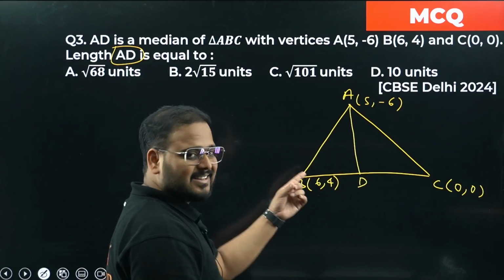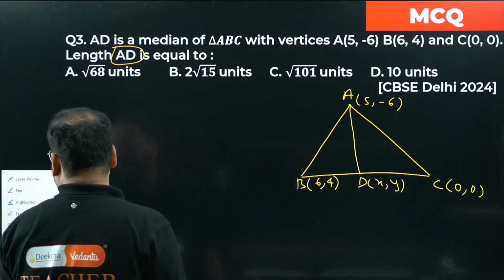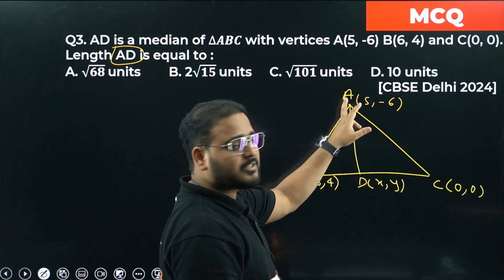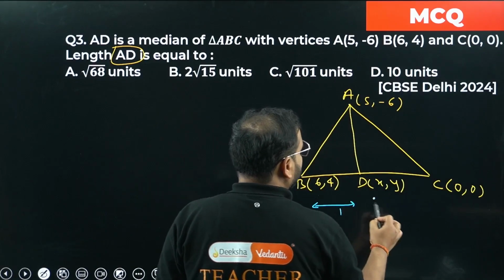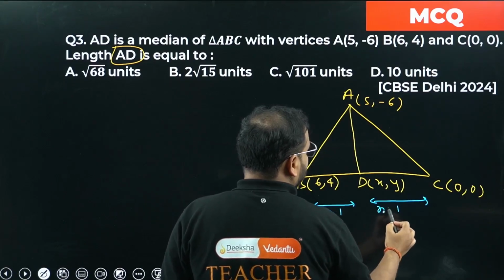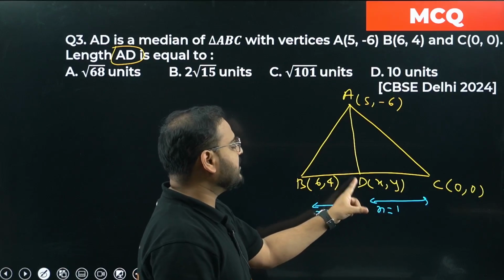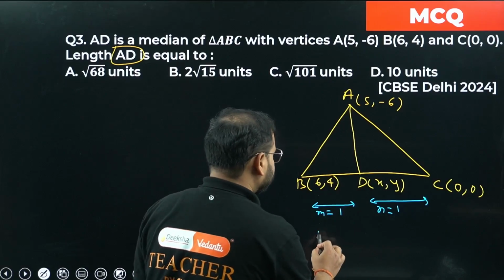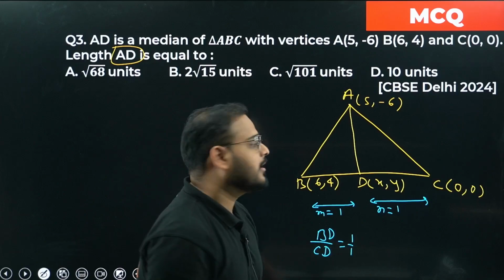To find the median's length, I need the coordinates of D, right? X, Y. We know that a median is the line joining the opposite vertex to the midpoint of the other side. It means this length would be section 1, and this also section 1. So here the M value is 1 and the N value is also 1. Correct, right? If the point D creates a section on the line BC, what is the ratio here? Please check. BD to CD is 1:1, right? Then find the D coordinates.